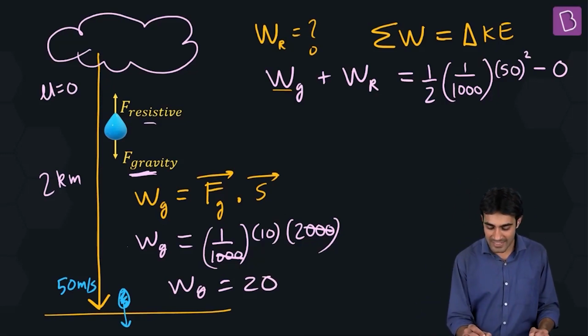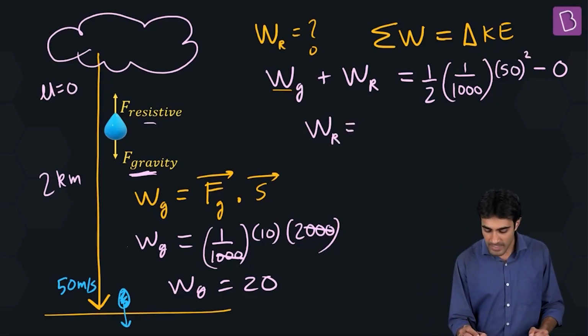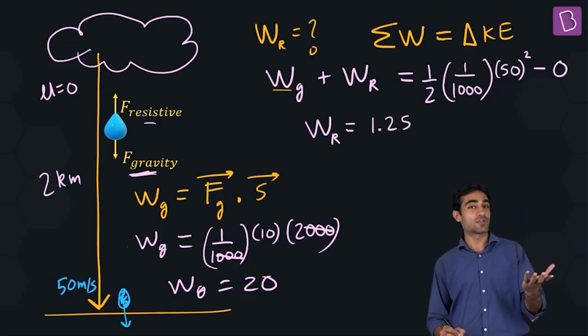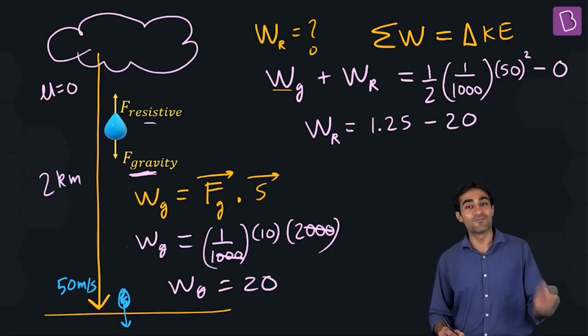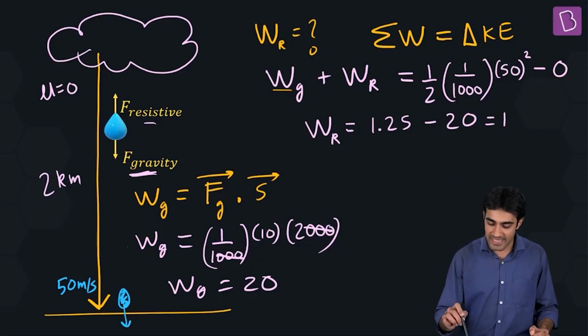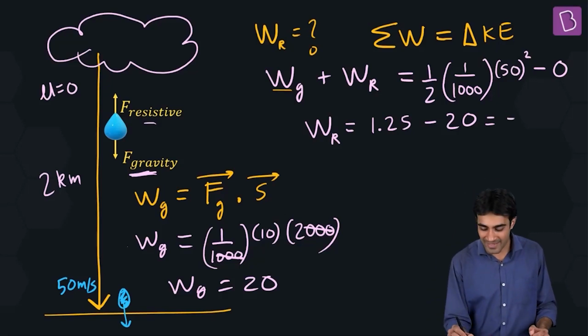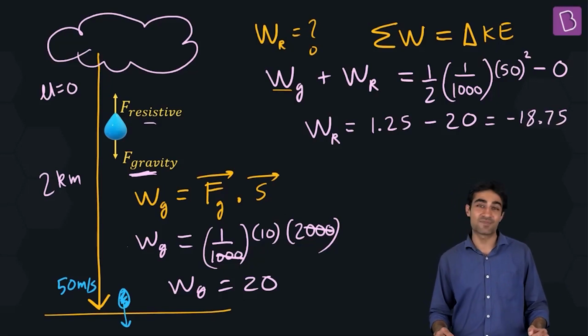Okay, so let's write the work done due to resistive forces like this. We have the final kinetic energy. It is coming out to be 1.25 joules, and if we take the gravitational work on the other side, we will get negative. This is minus 20, and work done due to resistive forces is coming out to be minus 18.75 joules. And do you see minus over here? Yes, we see minus. What does this minus indicate?